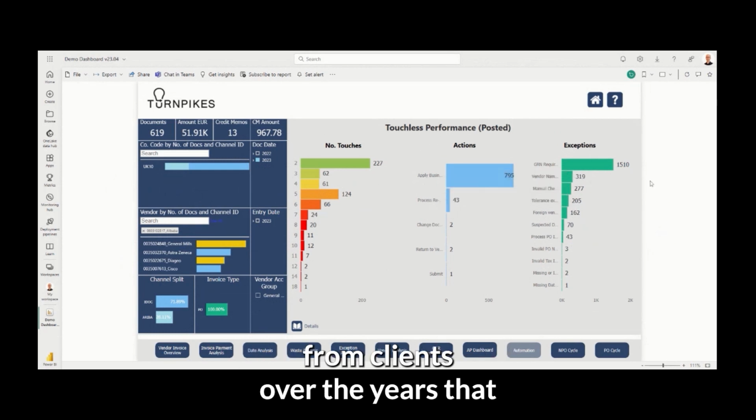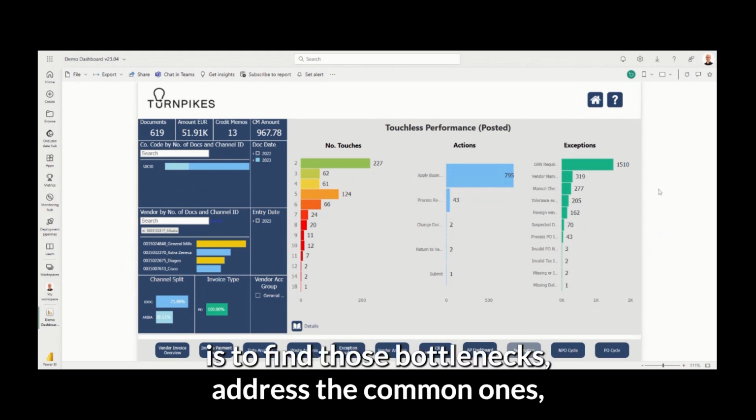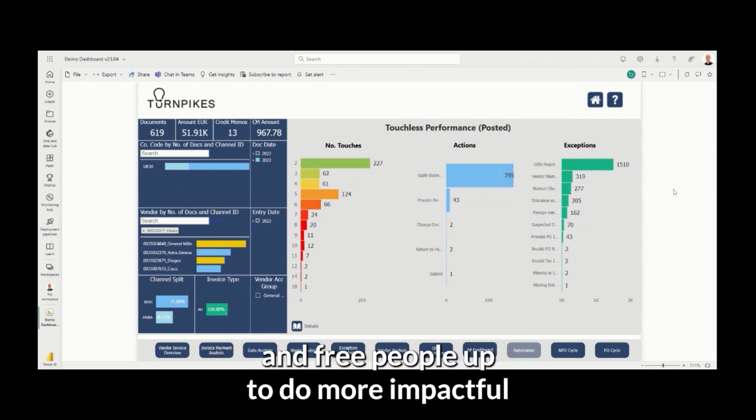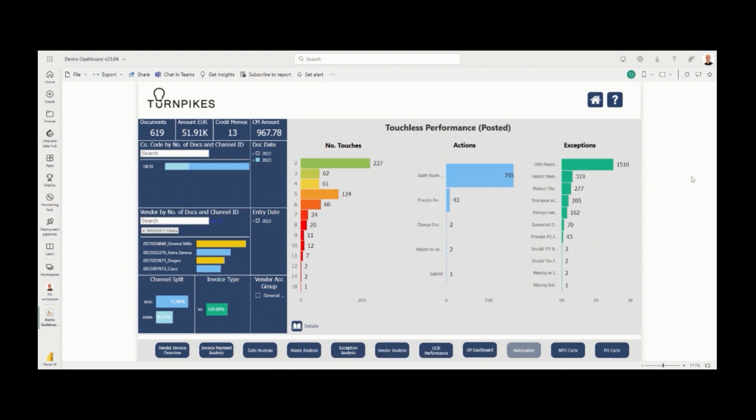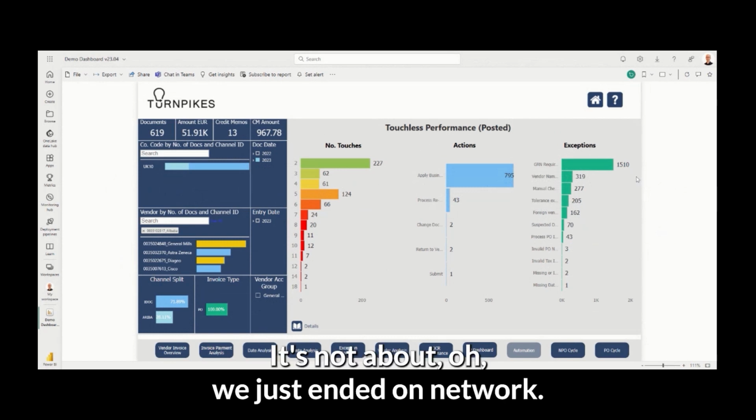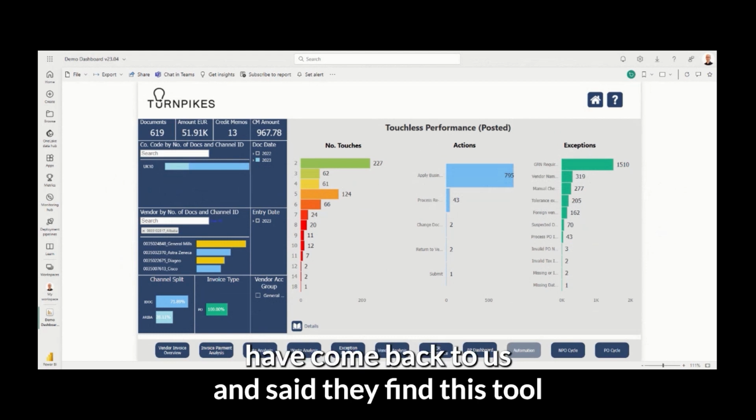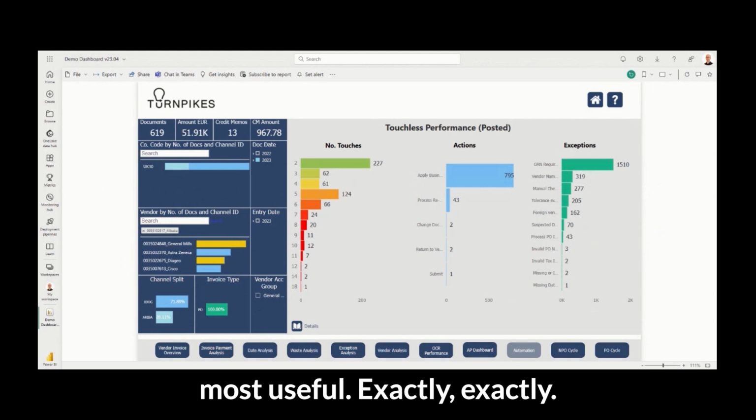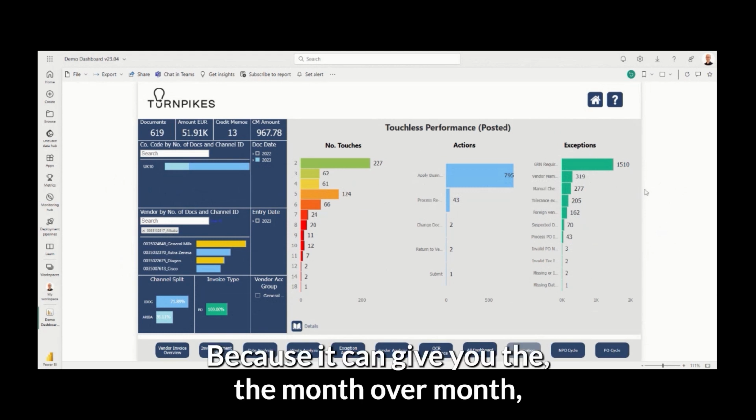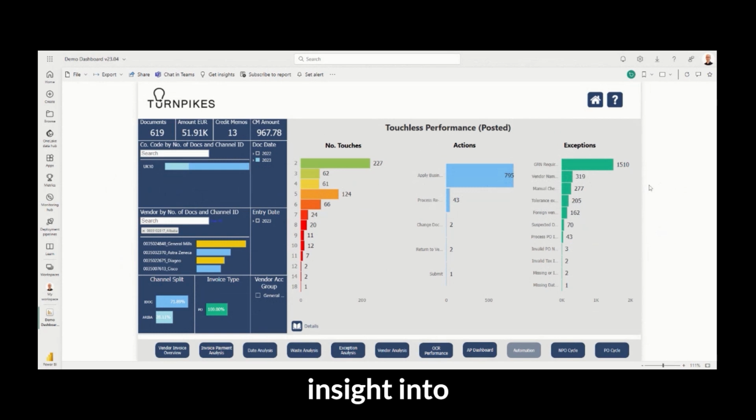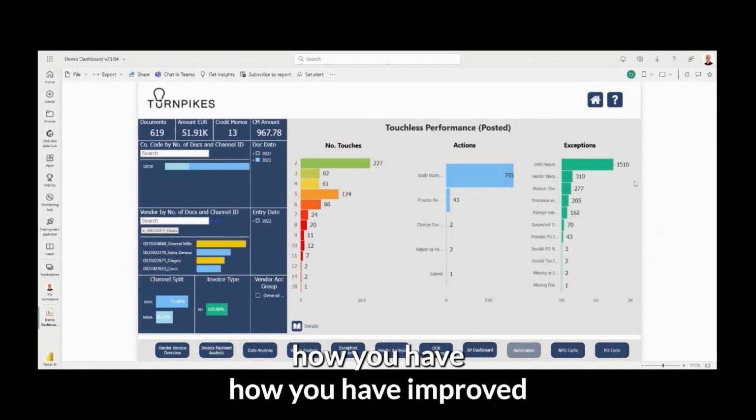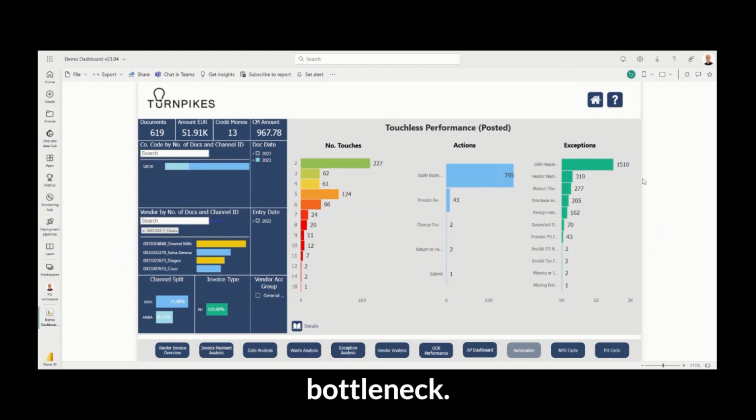And we've had a lot of feedback from clients over the years that the way they've used this tool is to find those bottlenecks, address the common ones, and free people up to do more impactful tasks. And I think it's an interesting thing. Automation is about a journey. It's not about, oh, we just turned it on and it worked. So that's where I think a lot of our clients have come back to us and said they find this tool most useful. Exactly, because it can give you the month over month insight into how you have improved, and what is the next bottleneck.